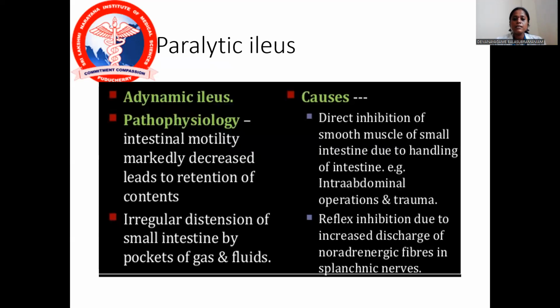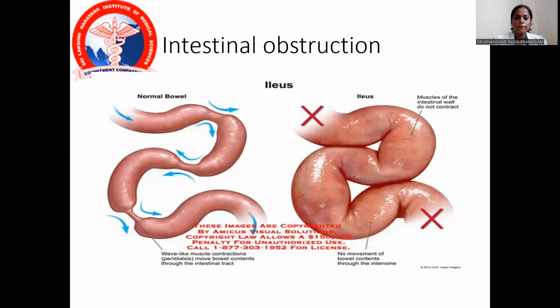So in adynamic ileus, the pathophysiology is that intestinal motility is markedly decreased due to retention of the contents and irregular distension of the small intestine with pockets of gas as well as fluids. And the causes are direct inhibition of the smooth muscle of the small intestine due to handling of the intestine during intra-abdominal operation, as well as reflex inhibition due to increased discharge of noradrenergic fibers in the splanchnic nerves.